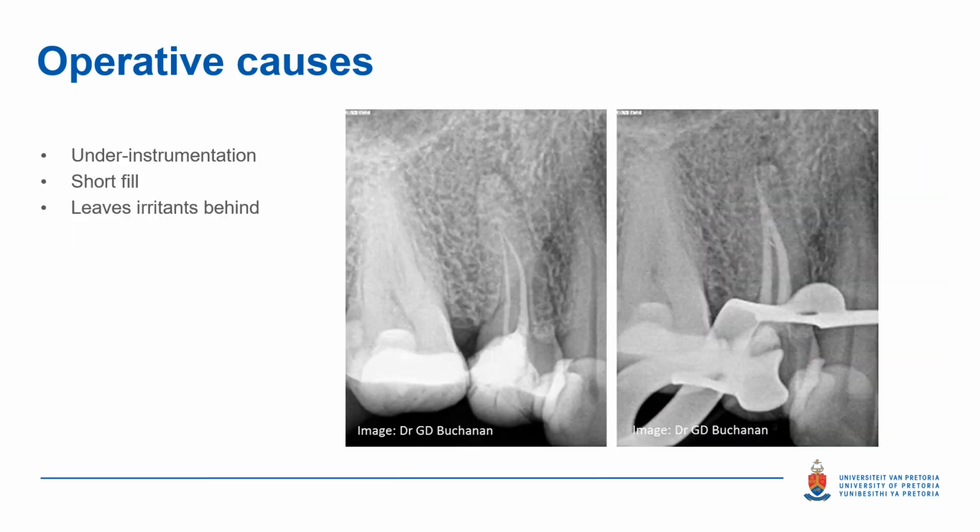Same can be said for under-instrumentation. If you have a shortfall and we're leaving irritants and bacteria behind, the case can fail. This is well demonstrated in this particular case. The patient still had clinical signs and symptoms because we can see that the last 5 or 6 millimeters of the canal was never treated. An effective retreatment resolved all these symptoms just because we removed the irritants that were left behind.